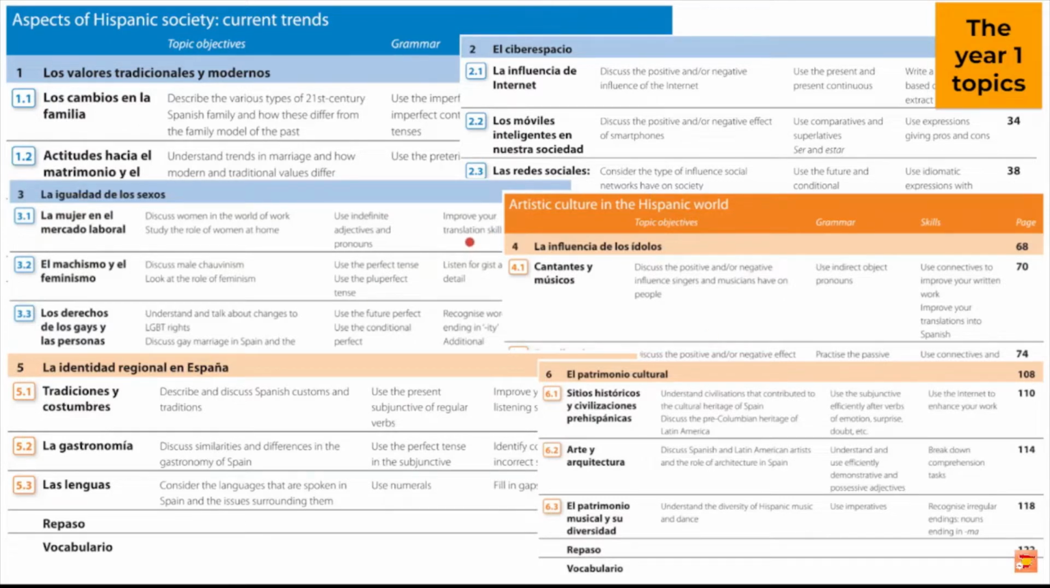The first 3 topics, los valores tradicionales y modernos, el ciberespacio, and la igualdad de los sexos, come under aspects of Hispanic society, current trends. And the other 3 topics, la influencia de los ídolos, la identidad regional en España, and El Patrimonio Cultural, come under artistic culture in the Hispanic world.